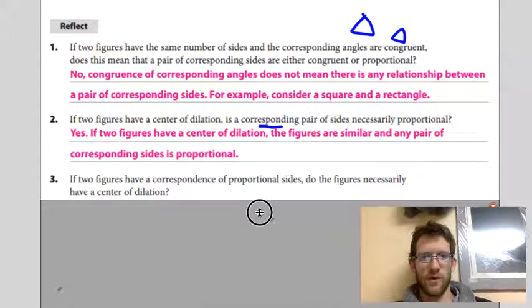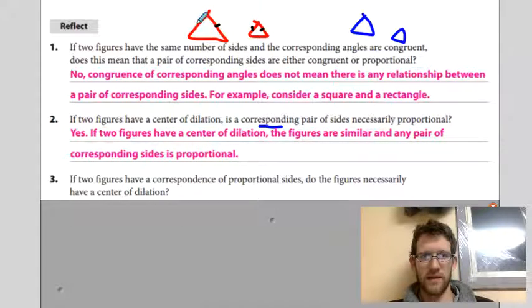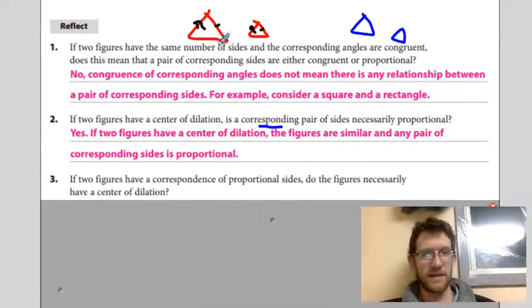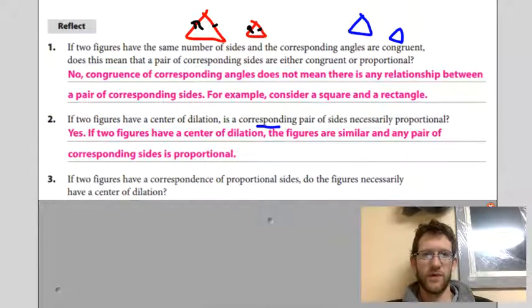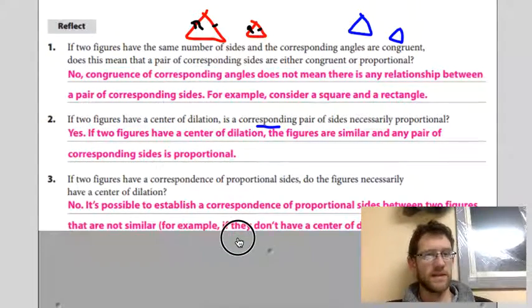If two figures have a correspondence of proportional sides, so basically they're saying if I have my two figures here, and I look at this side and this side and this side and this side, and I say, oh, sorry, I shouldn't use congruence marks, but there's like a similarity mark. Anyway, if those corresponding sides happen to be proportional, does that mean that those two figures are similar? They say center of dilation, but they're just getting at it. No, it is not enough.